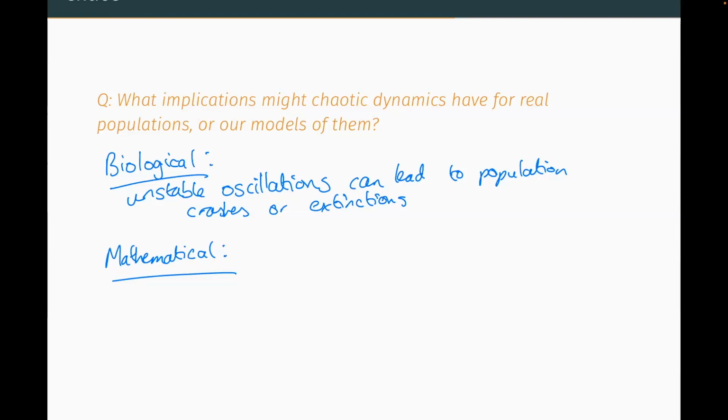Okay, so how do we say this? Our models are only good for short-term predictions.